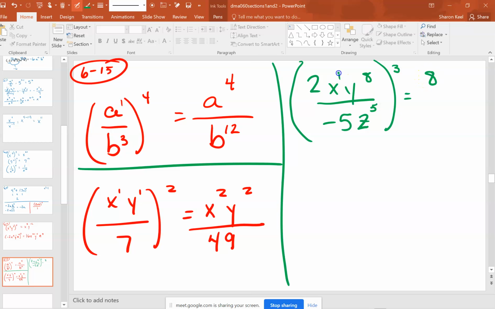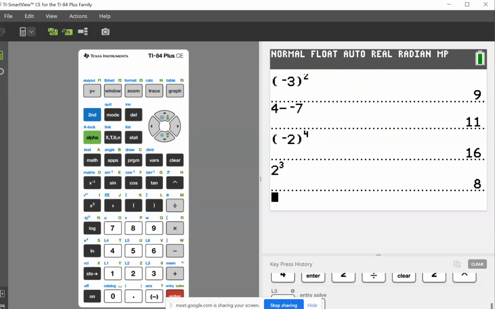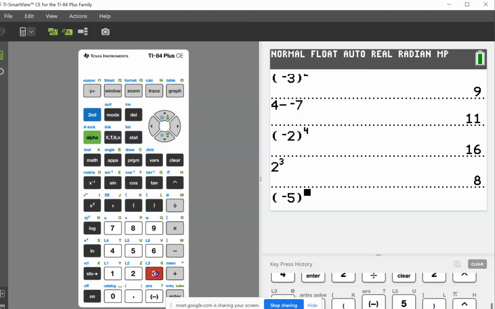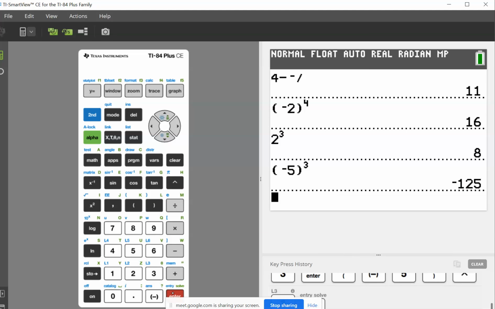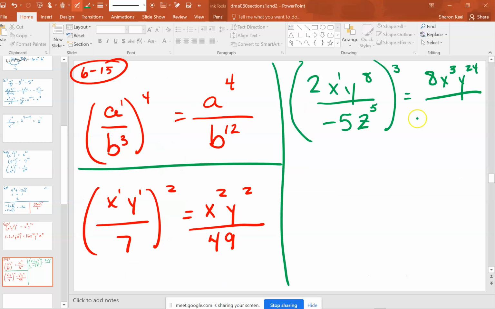For my x, 1 times 3 is 3. For my y, 8 times 3 is 24. In my denominator, now the negative 5, isn't it inside of a parenthesis? So here, when I do negative 5, I need to have it in a parenthesis, raised to the 3rd power. That's a negative 125. And my z, 5 times 3 is 15.